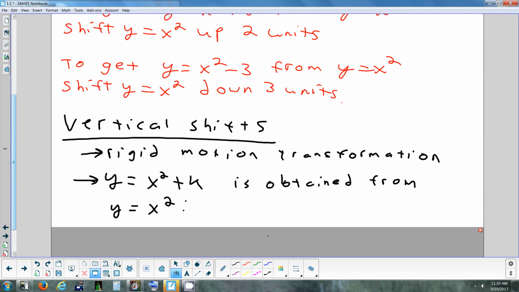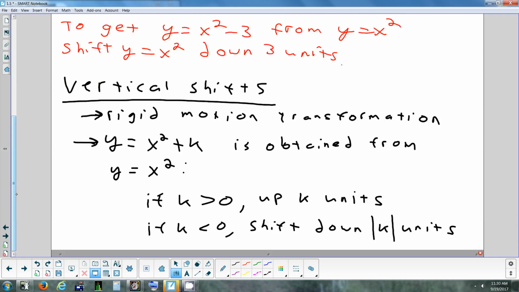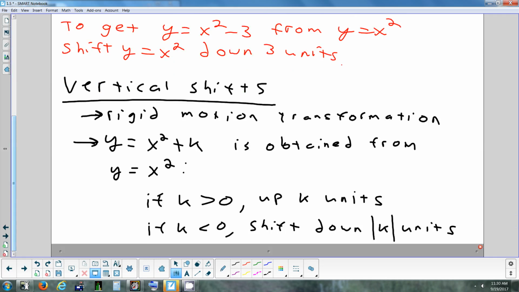So if you have something of the form y equals x squared plus k, if k is greater than 0, you shift up, however many units k is. And if k is less than 0, you shift down, absolute value of k units. Now I put absolute value because you don't want to say shift down -3 units. Down is the word negative, so don't say down negative. That doesn't really make sense.